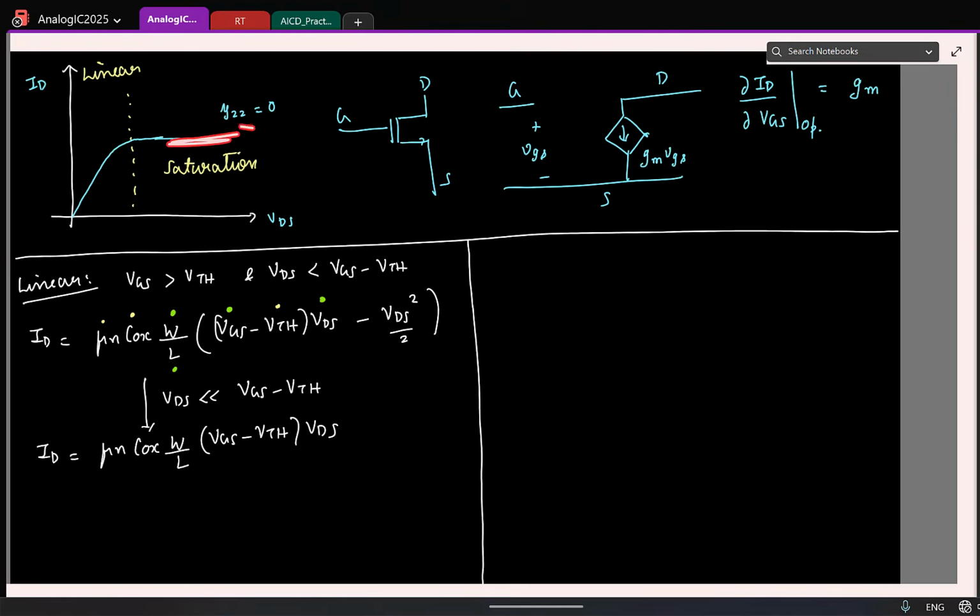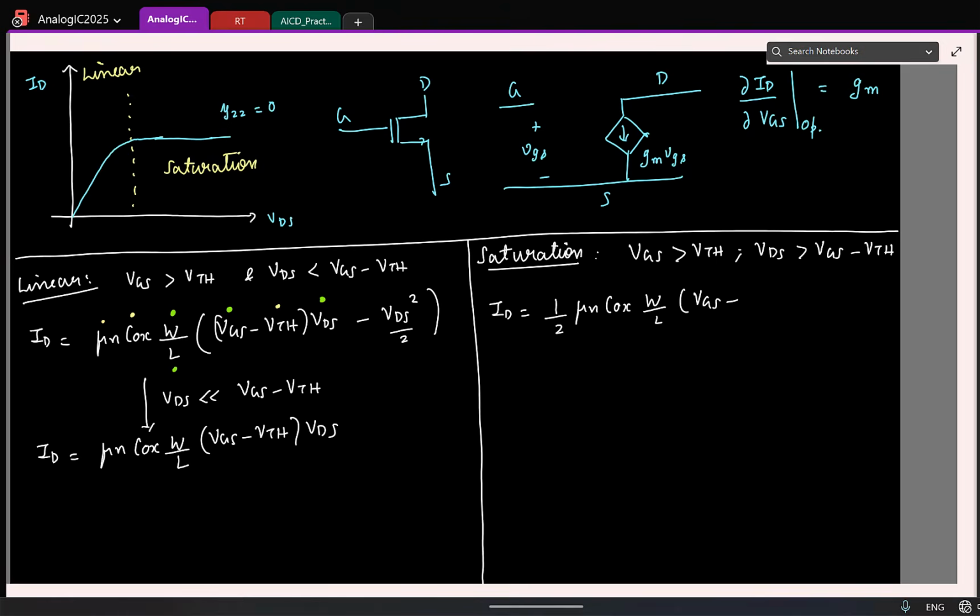You want to bias a transistor somewhere where Y22 is 0. So that's the saturation. And for saturation, the condition is again VGS must be greater than the threshold voltage, and the operating point drain to source voltage must be greater than VGS minus VTH. And the drain current has this relation: half mu n Cox W by L times VGS minus VTH square.